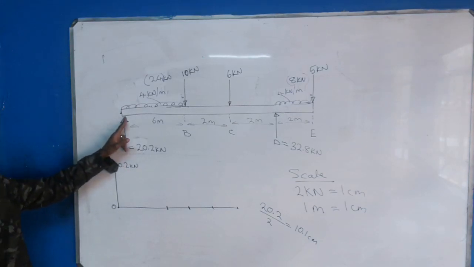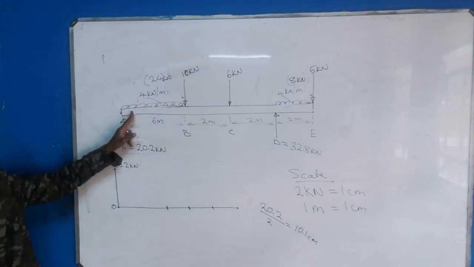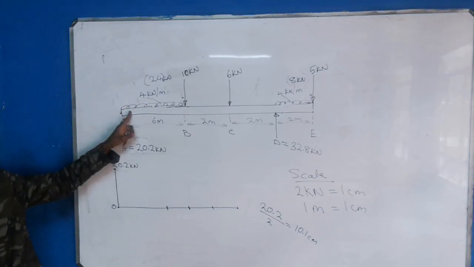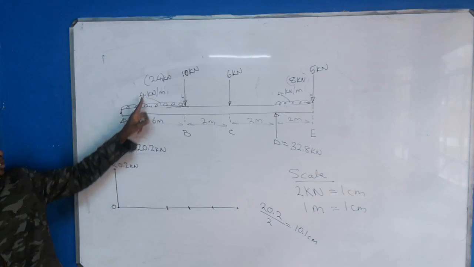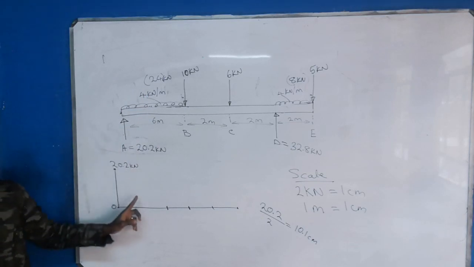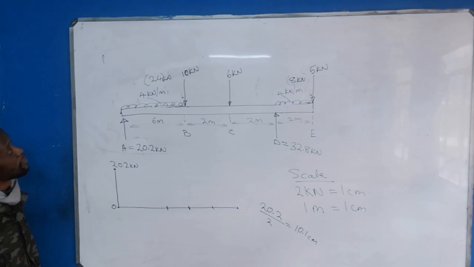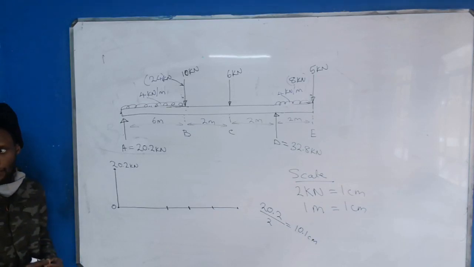From A, we have to move up until B. But the more that I move, let's say I move 1 meter, this beam becomes heavy by 4. Remember, it's 4 per meter. If I move 1 meter, it pushes me down by 4. I move another meter, now it's 4 plus 4, it's now 8. I move another meter. By the time I reach the end, this beam would have been heavy by 24. So this 24, when it comes to the beam, we are not going to apply it at the center, no. We are going to apply this 24 at the end of these 6 meters. I hope that makes sense.